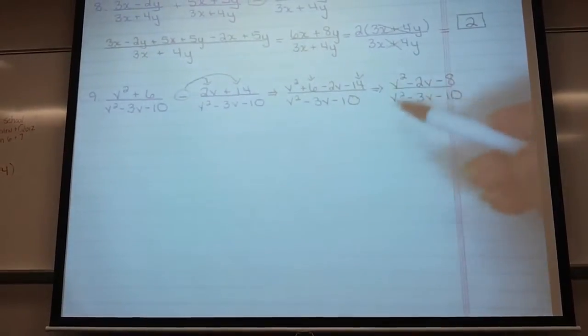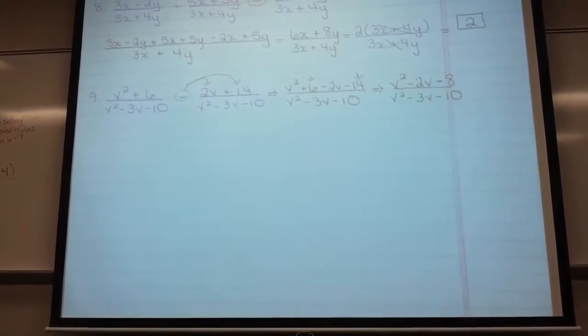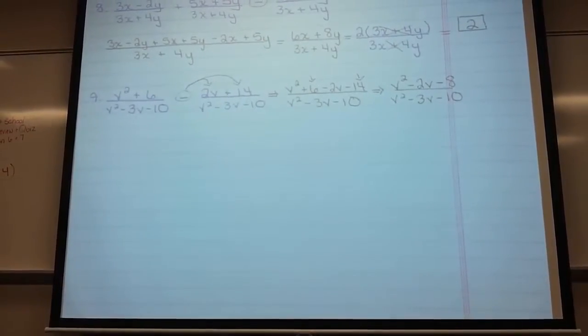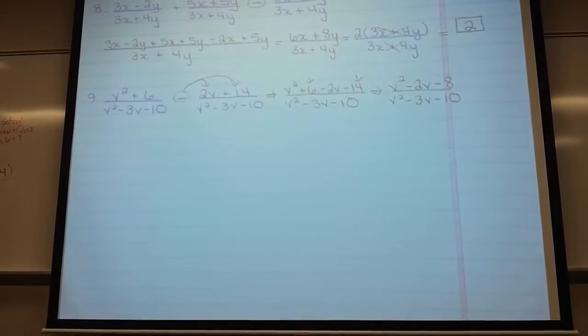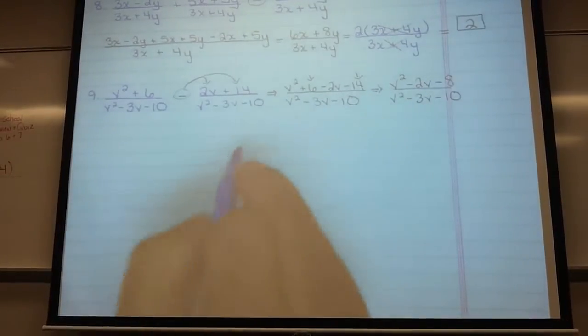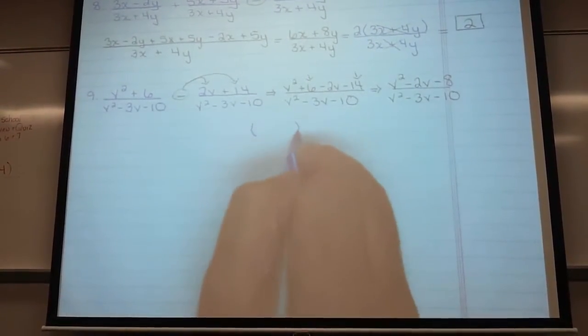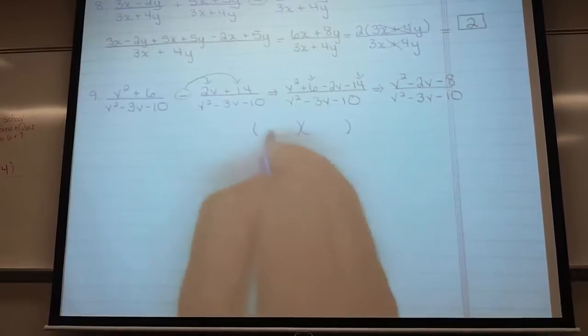I know this is tempting to do, but you can't do that. You have to factor. Both of these are what kind of factoring? Simple. So let's see here. Two sets of parentheses on top, b and b.